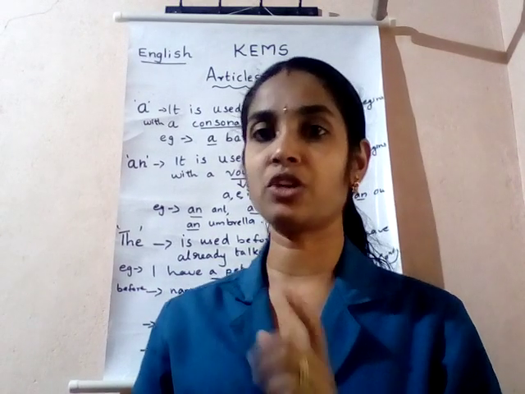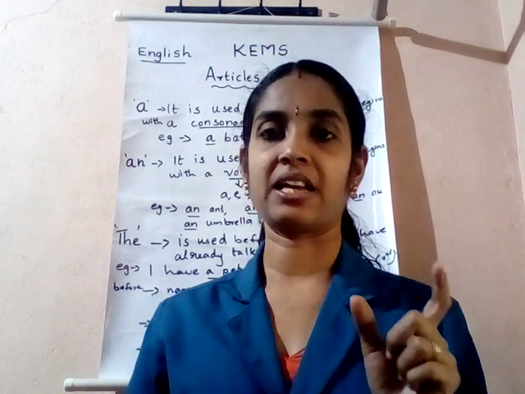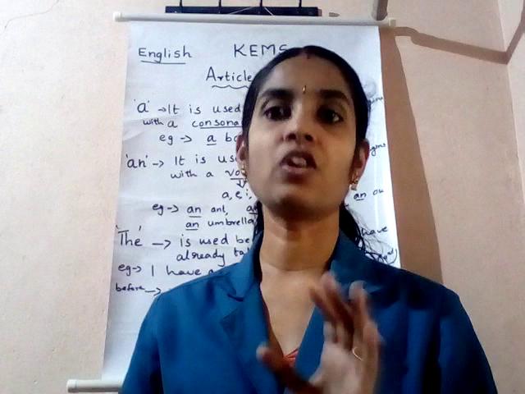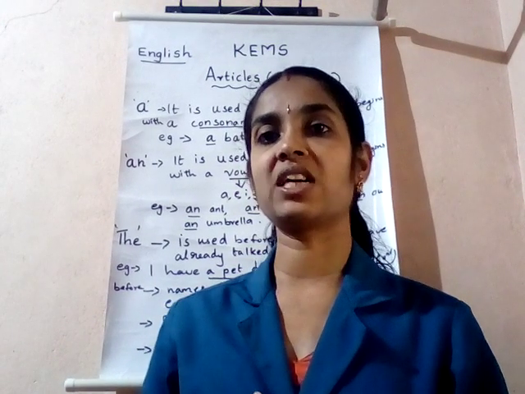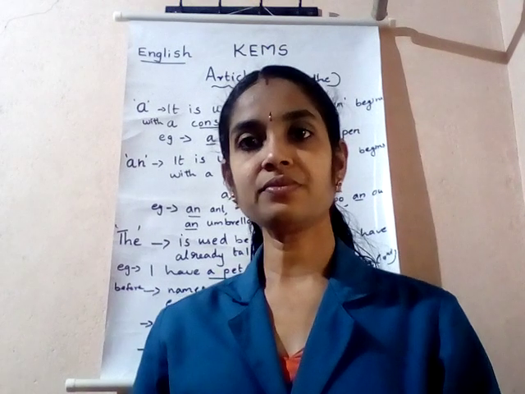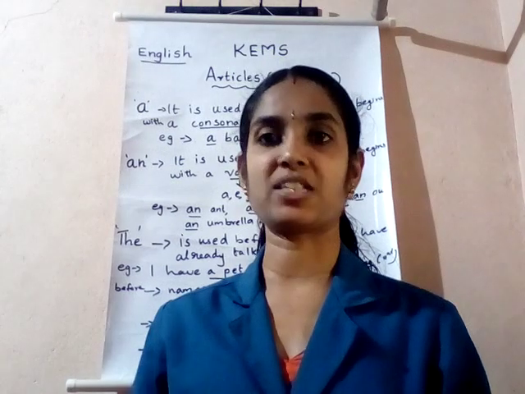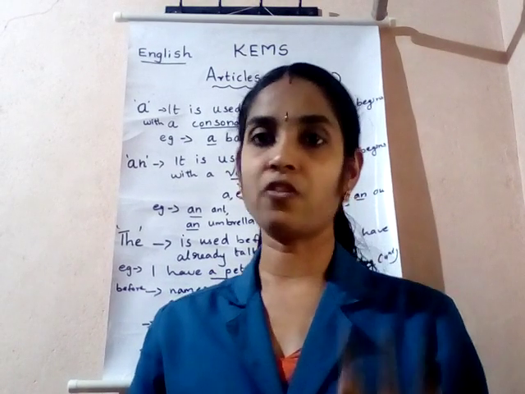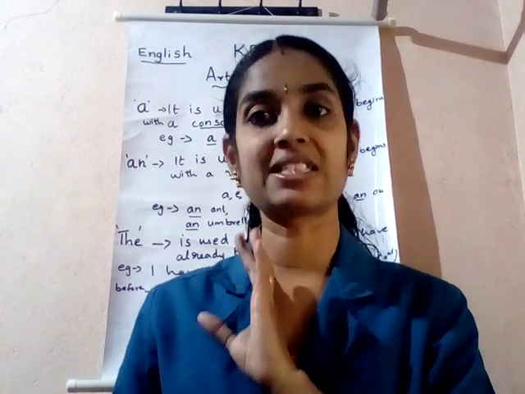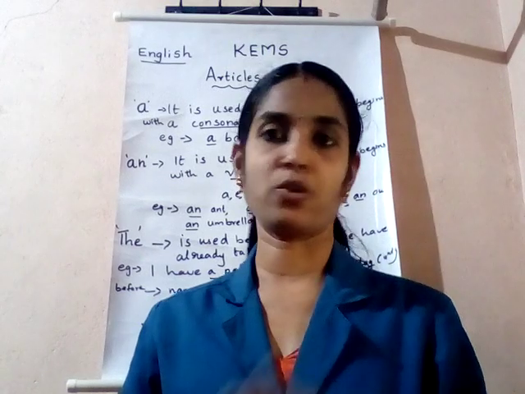So we have to use "a" before those words. That is not a vowel sound: union, unit. Okay. And also another word, European. E-U-R-O-P-E-A-N, European spelling. The beginning letter is E. That is a vowel letter but not a vowel sound. So we have to use "a European," not "an European."